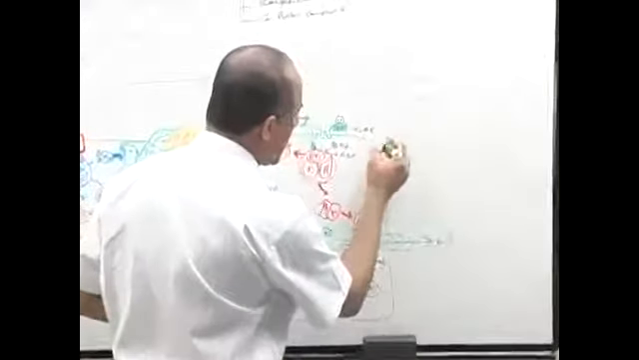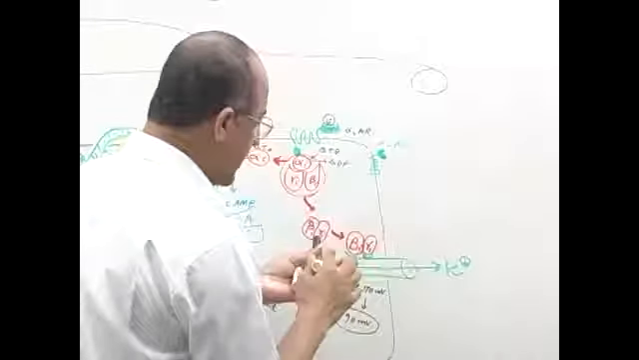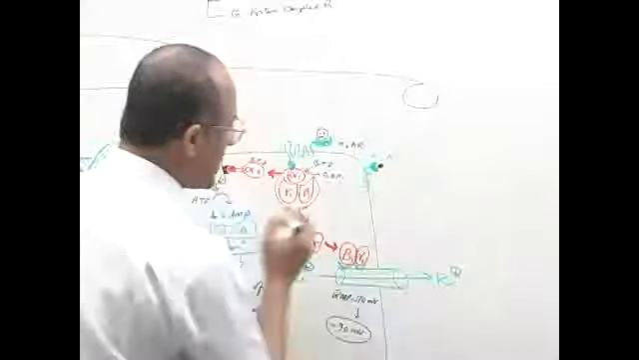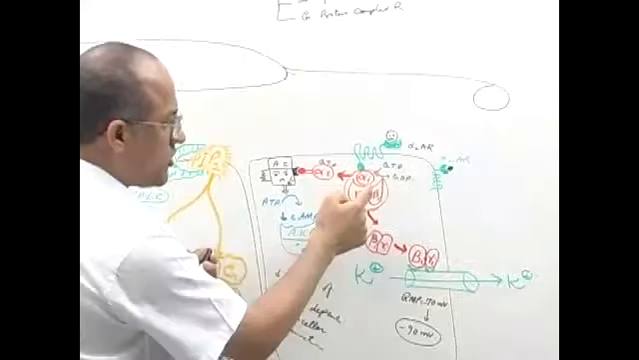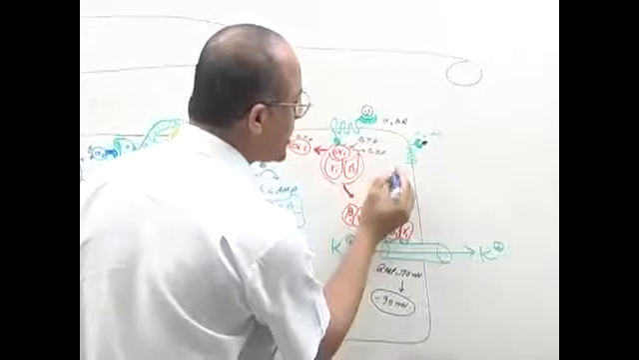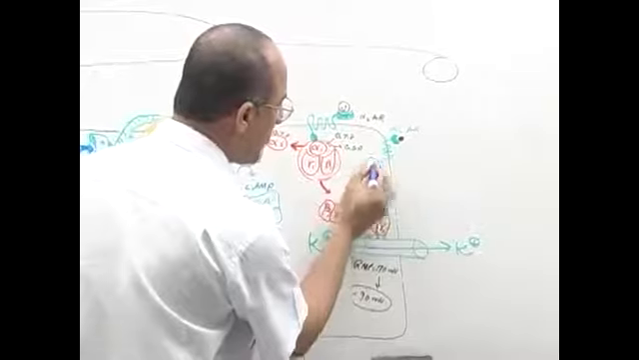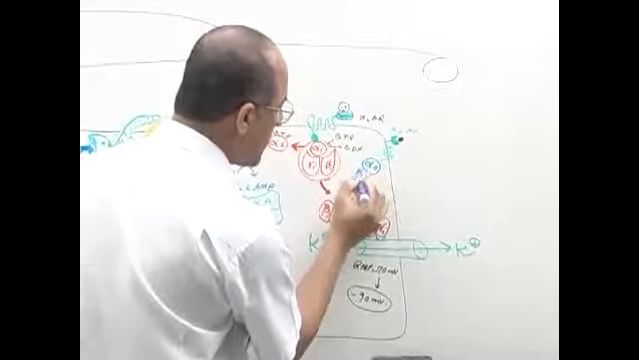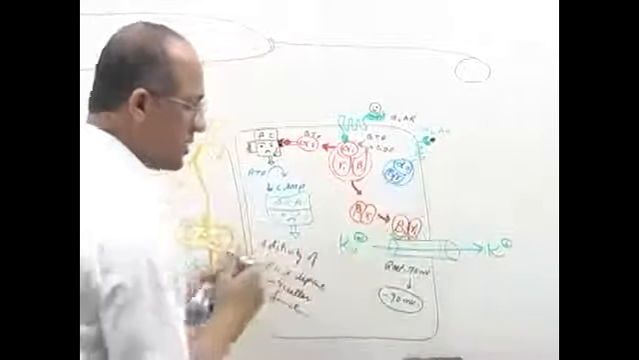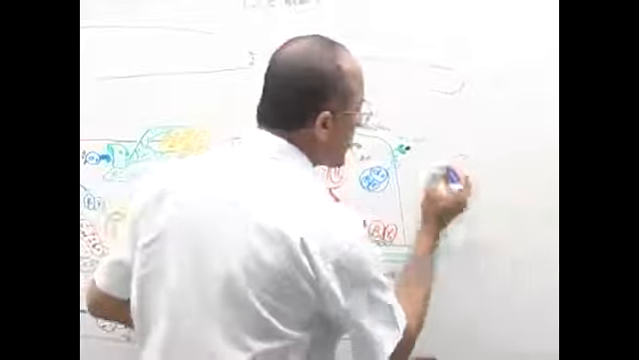This is the alpha 2 adrenergic receptor. When a ligand binds with it, not only do these receptors activate G inhibitory, they also activate a very special type of G protein called G naught, with alpha naught and beta gamma units. This is a different type of G protein. This is called G naught.